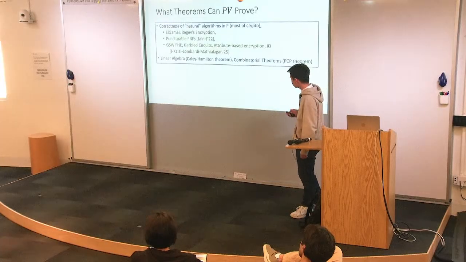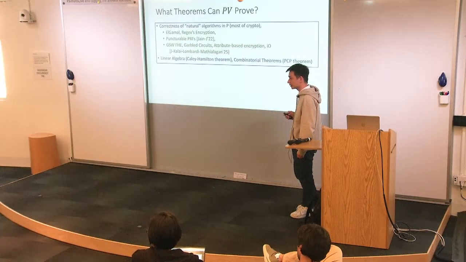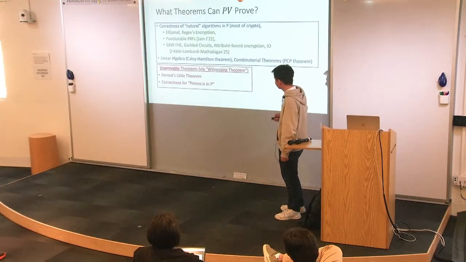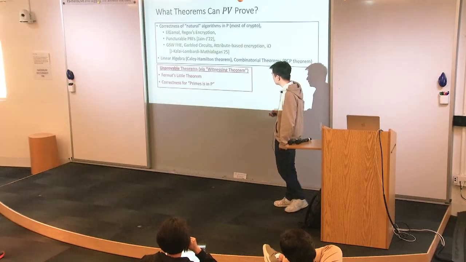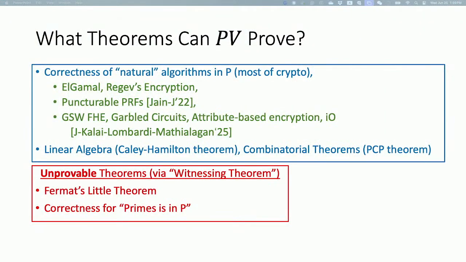What's the simplest natural example of something which we don't know if PV can prove? So I'm going to talk about that next. Is there anything we don't know how to prove in theory PV? Using the witnessing theorem in proof complexity, you can show that for the Fermat-Little theorem, or the correctness of polynomial time algorithms that decide primes, you are unlikely to have a PV proof.